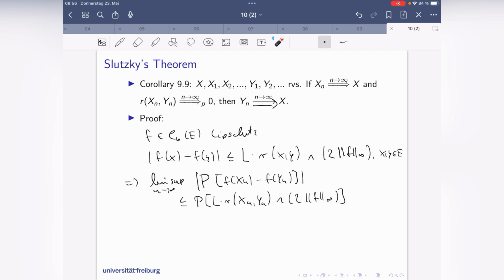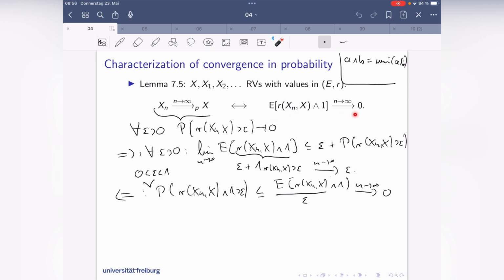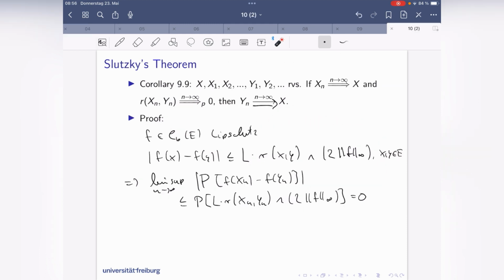And this here converges to 0 by convergence in probability, since that's very similar to here. We have convergence in probability if and only if this here holds. Now we have something else here and not a constant 1, but it's still true that this is equivalent. You can go through the proof if you like. So we have this here converges to 0.